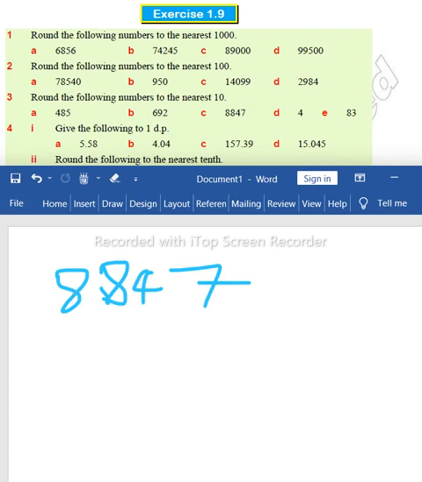As we see, 7 rounded to the nearest 10: since 7 is greater than or equal to 5, we add 1 to the neighboring number. The number next to 7 is 4. When we add 1 to 4 we get 5, and the 7 becomes 0, so we write the equation like this: 850.